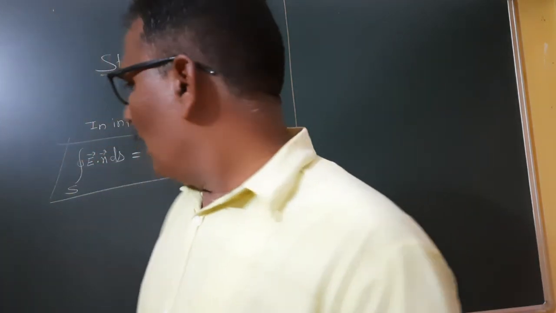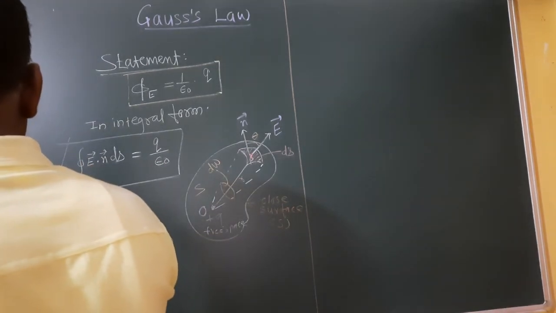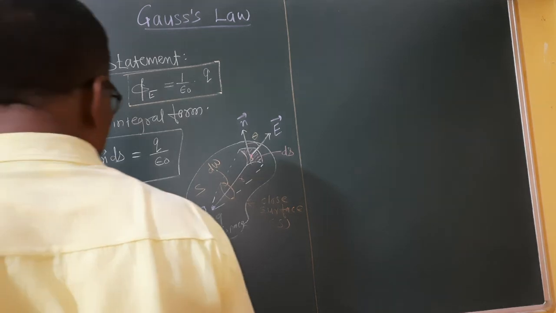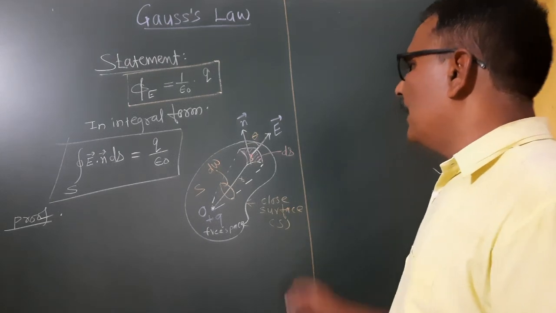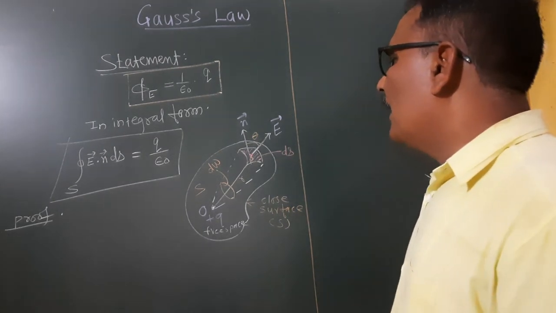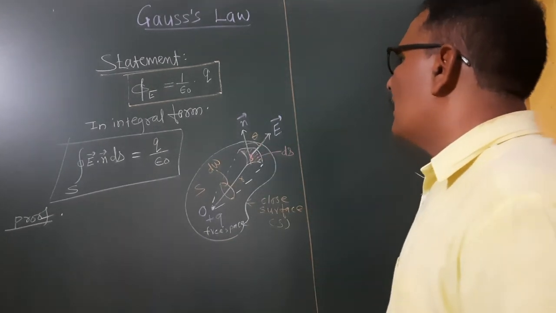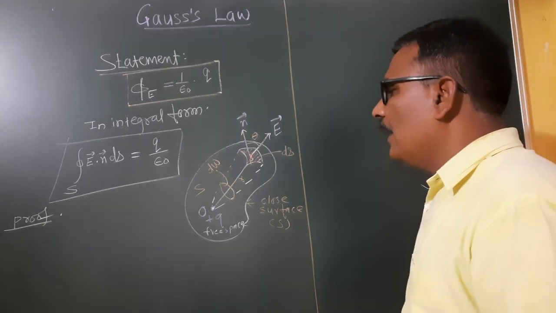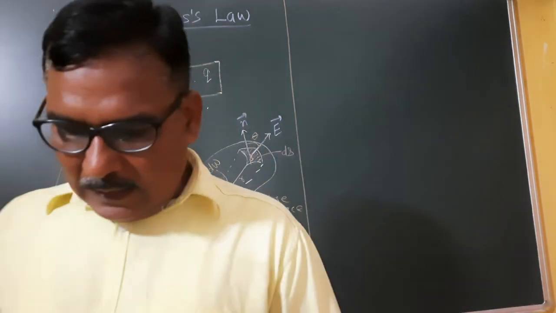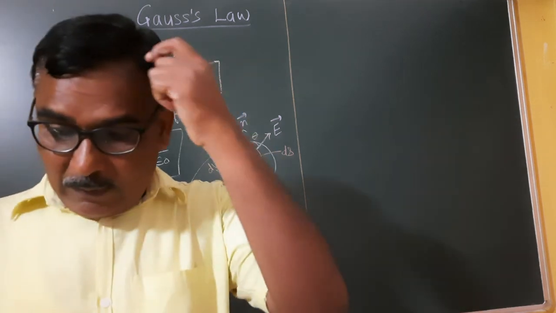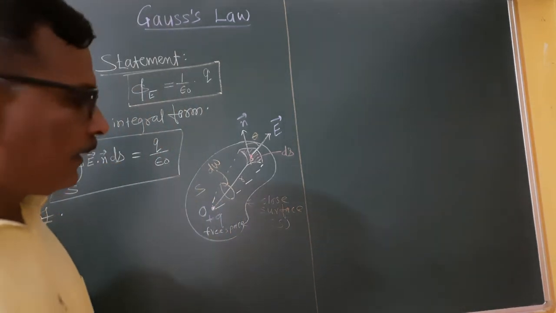Now, how can this law be proved? Let us consider the proof. Let Q be a point charge enclosed at a point, say O, R be the distance, and ds is the surface area. d omega is the solid angle. E bar is the electric field intensity, and n bar is the unit normal making an angle, say theta. The electric field vector E bar makes an angle theta with the normal drawn to the surface element ds, by the definition of electric flux.